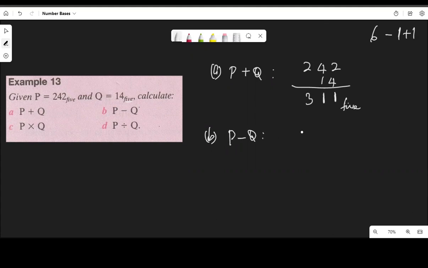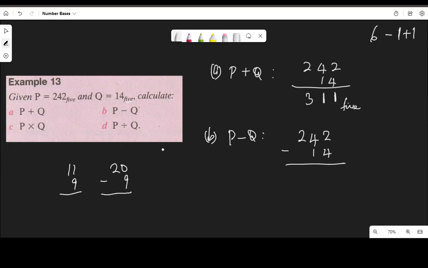For P minus Q, that would be 242 minus 14. 2 minus 4, that is not possible. So we are going to borrow 1 from here. But whatever we borrow is actually one bundle of 5 we are borrowing. Again, let me use base 10 that we are familiar with. Let's assume I want to subtract 9 from this. Or let me use a big number. Let's say 20 minus 9.